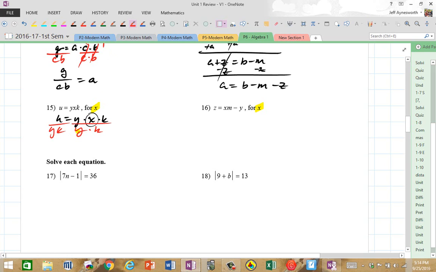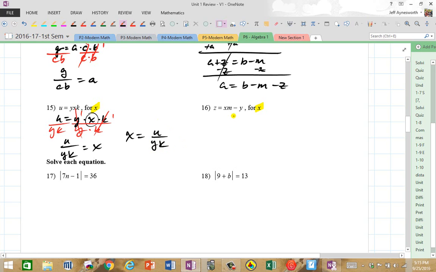These cancel out to 1, these cancel out to 1, right? K divided by K is 1. Any number divided by itself is 1. And I get U divided by YK is equal to X. Or you can say X is equal to U divided by YK. All right, Y times K.